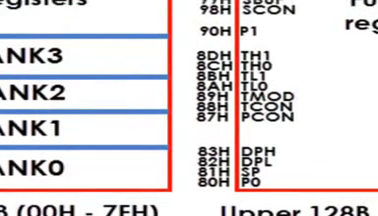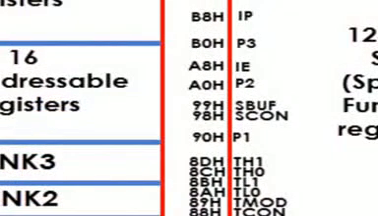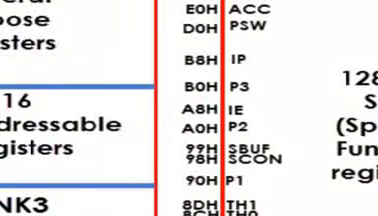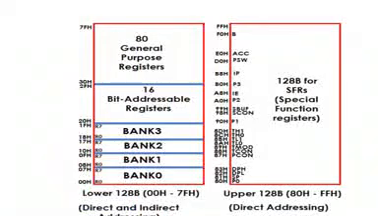And port 1 you have at 90H, after 90H port 2 you have at A0H, then port 3 you have at B0H. Okay, so 80, 90, A0, B0, all 4 ports. In this way, at those locations they are being stored.